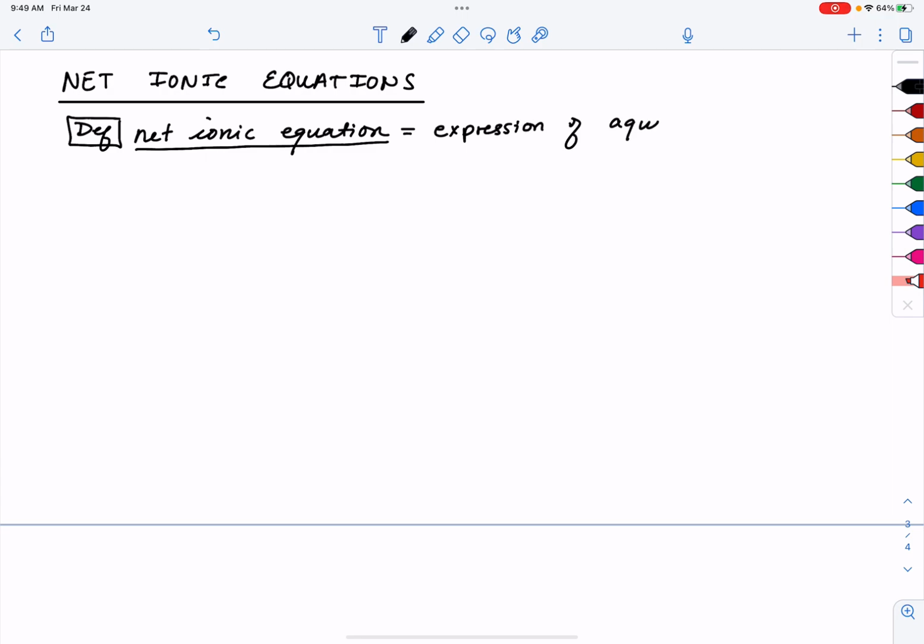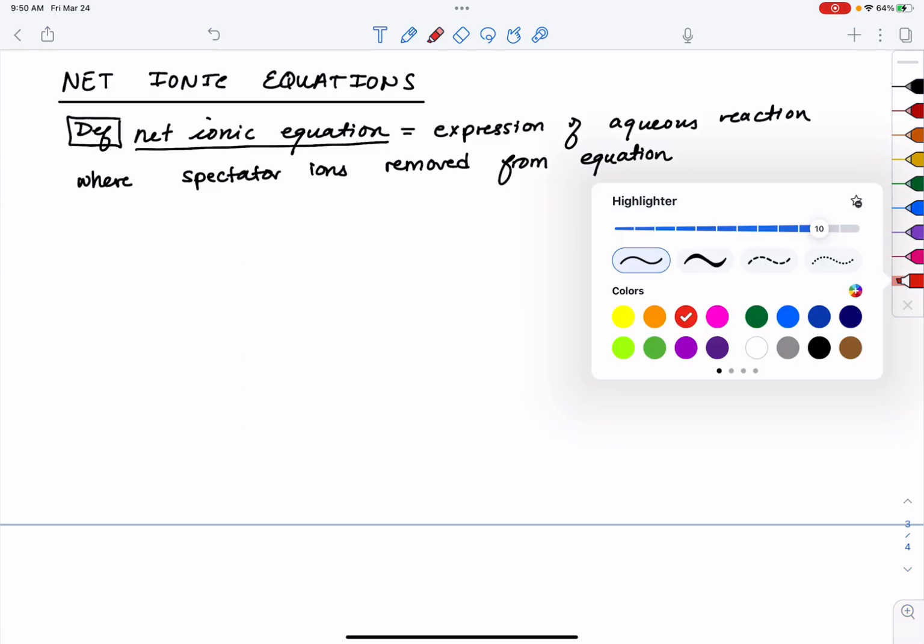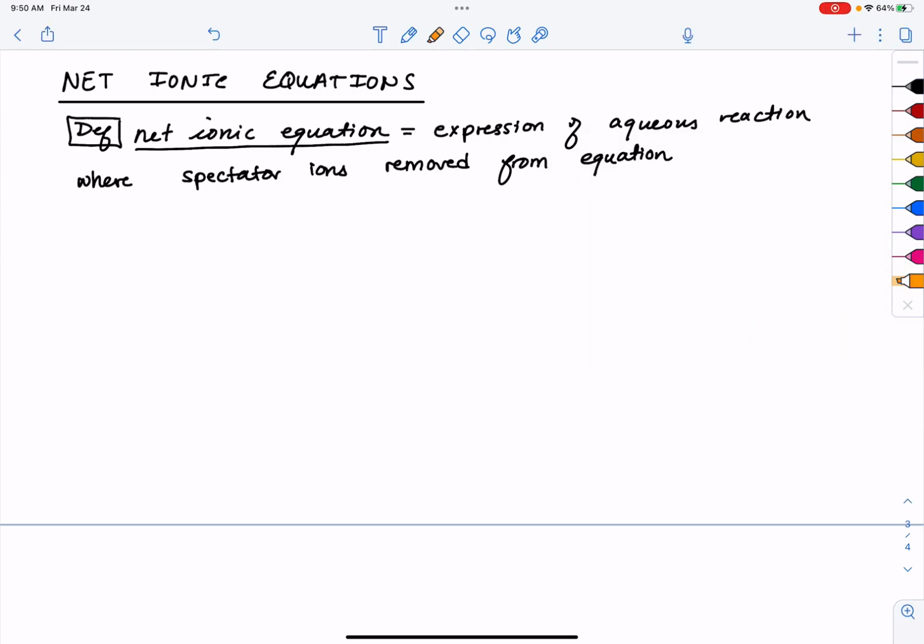of an aqueous reaction where something called spectator ions are removed from the equation. So what on earth is a spectator ion?